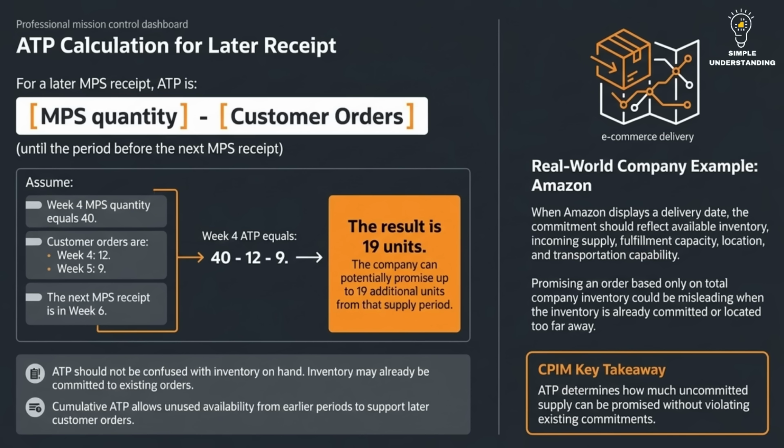Real-world company example. Amazon. When Amazon displays a delivery date, the commitment should reflect available inventory, incoming supply, fulfillment capacity, location, and transportation capability. Promising an order based only on total company inventory could be misleading when the inventory is already committed or located too far away. CPIM key takeaway. ATP determines how much uncommitted supply can be promised without violating existing commitments.